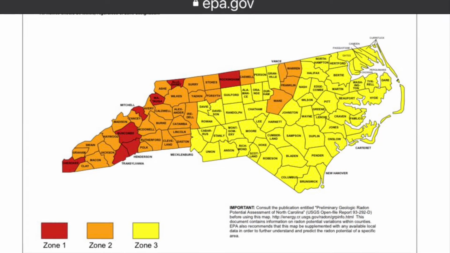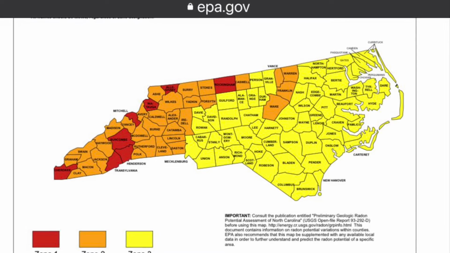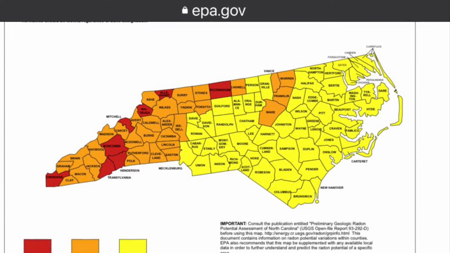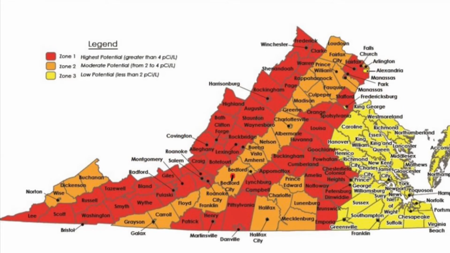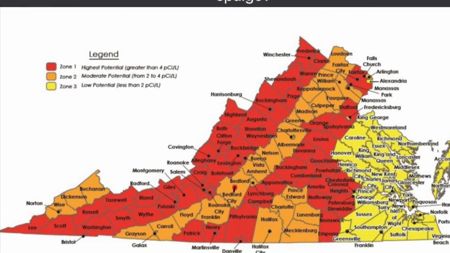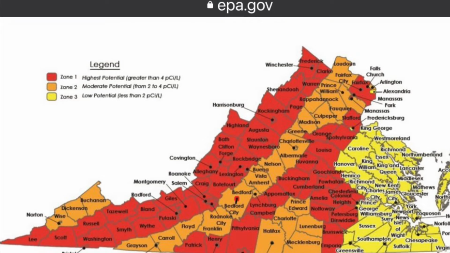Here's North Carolina, and you can see that the red area kind of follows the trend of the Appalachian Mountains, where there's a lot of metamorphic rock, a lot of granite and granite gneiss there too. And here in Virginia, it's the same thing. The red area follows the trend of the mountains, where there's a tremendous amount of granite and granite gneiss rocks.